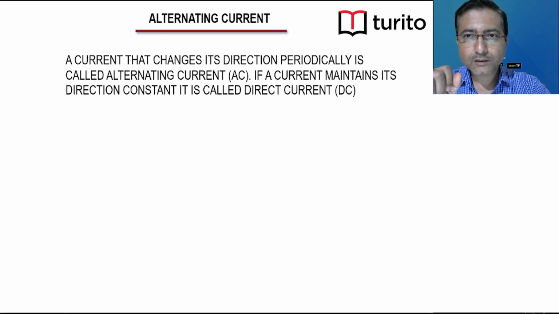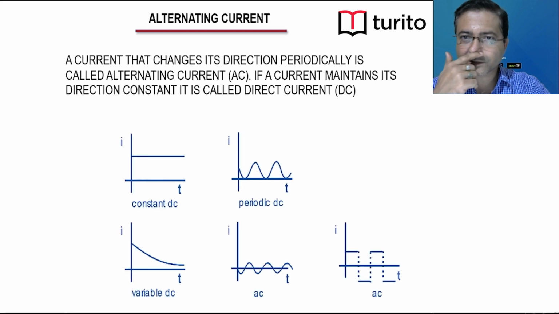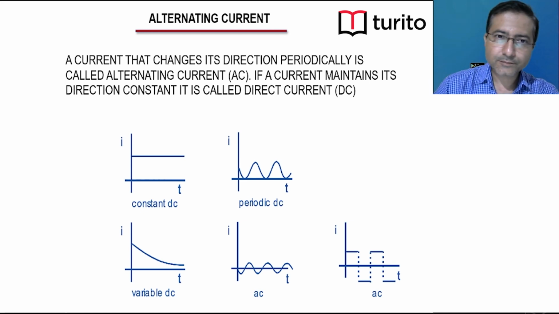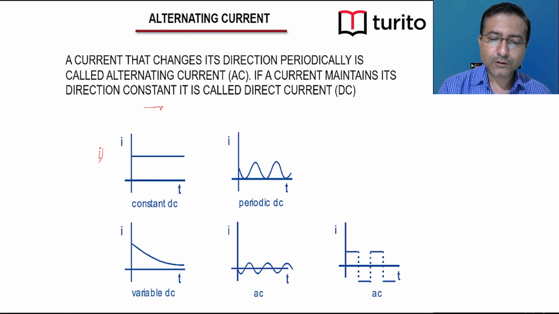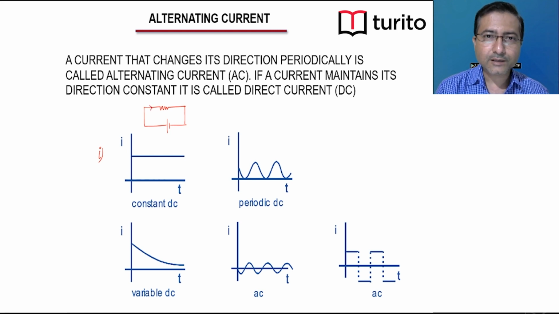If I talk about the variation, look at these graphs. First one, the constant DC. If I have one resistor and I connect it to a voltage source, this is the variation I am going to get. Current will be constant and it is called constant DC. Similarly, in the second graph, current changes periodically, but it never goes to negative territory. Current is always positive, which means current keeps flowing only in one direction. So this is called periodic DC.